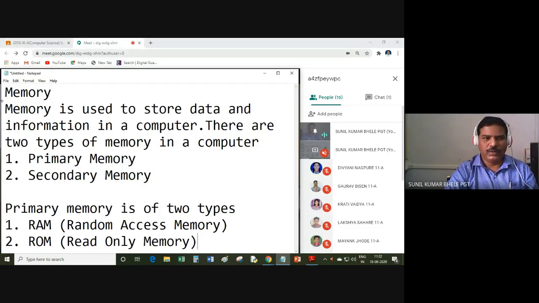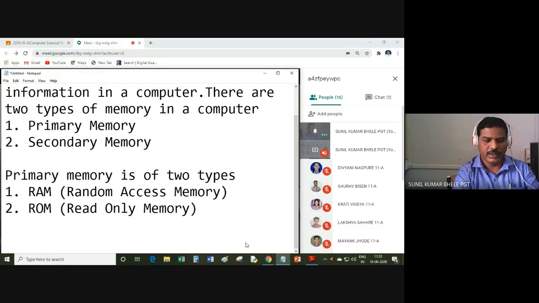So you can note this down in your notebook. Memory is used to store data and information in a computer. There are two types of memory in a computer: primary memory and secondary memory. Primary memory is of two types, RAM and ROM. I will discuss one by one what is RAM, ROM, and what about secondary memory. You have noted down, I hope. So now write down the next topic, RAM.